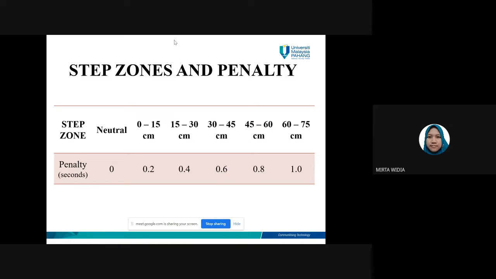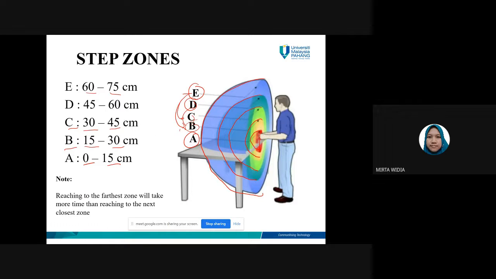As I mentioned before, for this step analysis, only two non-value-added tasks are considered, which are the reach envelope and also the walking. So this one is the step design and penalty for the reach envelope. If the reach envelope is between 0 until 15 cm, this one, A area.